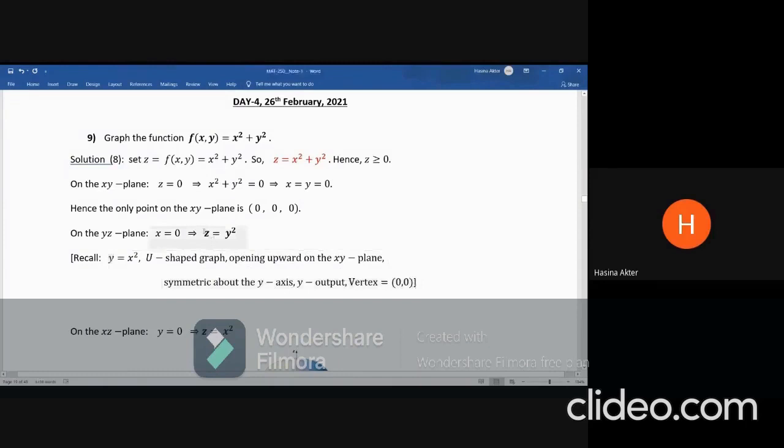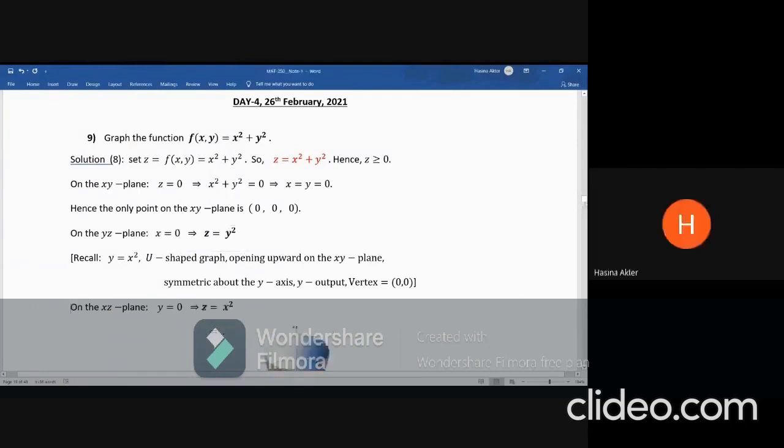So if you compare with that, here we have output z and input y. So this will be a parabola, which is a U-shaped graph opening upward on the yz plane. And this U should be symmetric with respect to the output axis. Output means with respect to the z axis. And the vertex will be at the point where y is 0 and z is 0. And look at the equation of the yz plane, x is already 0. That means if you are in 3D, then the vertex must be at the origin in 3D. Does it make sense?